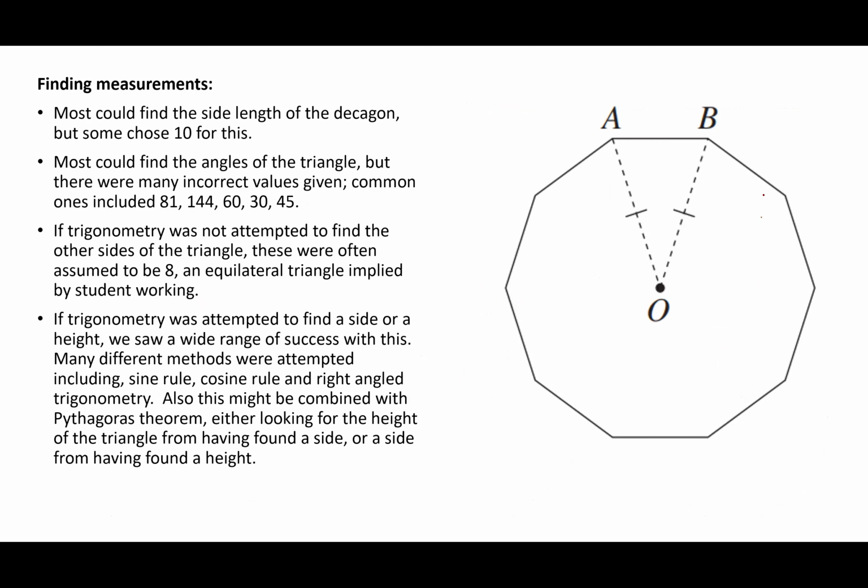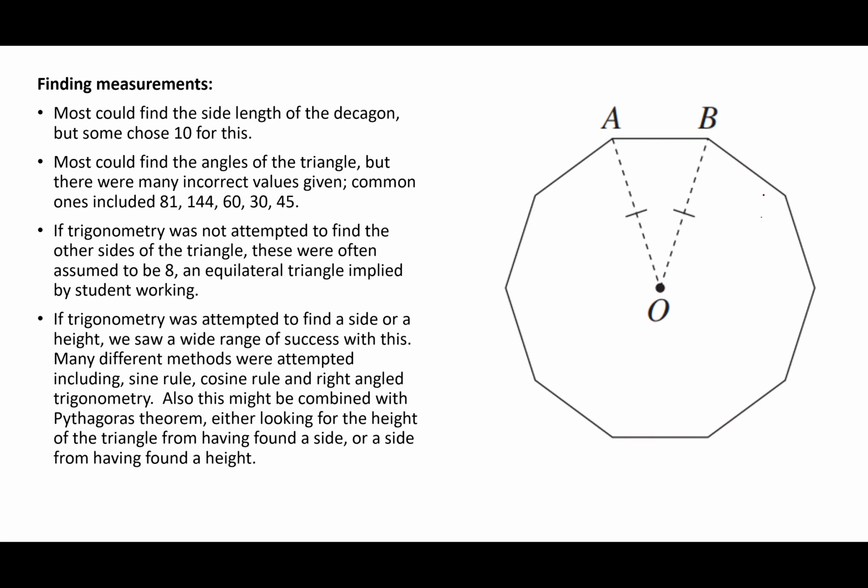So it's kind of structured how I'll talk about this differently. I'm just going to focus here on that initial step. So the first thing you would do is find the measurements. And so most could find the length of the decagon, but some did choose 10 for the length AB.